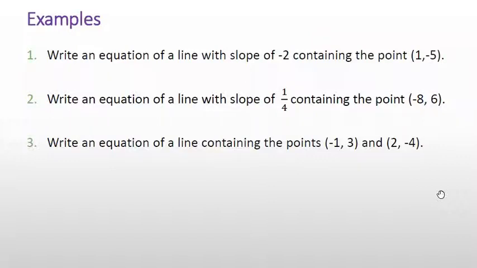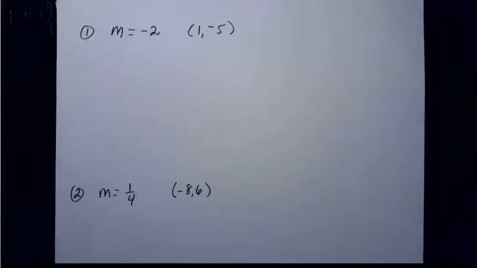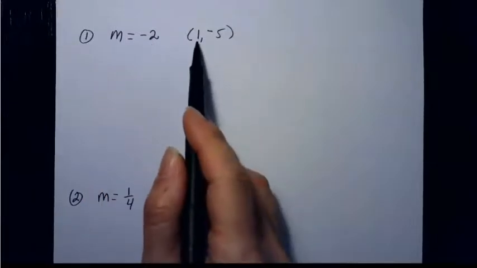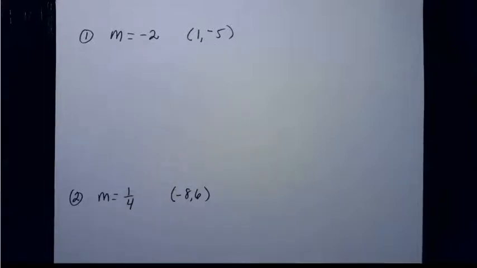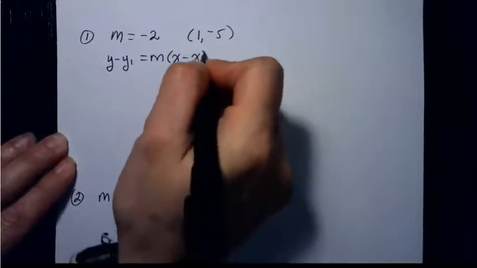For the first one, we're going to write an equation of a line with slope of -2 containing the point (1, -5). So I have the important information here. We're told that the slope, m, should be -2, and one of the points on the line is (1, -5). I'm just going to write out my point-slope formula: y minus y1 equals m times x minus x1.